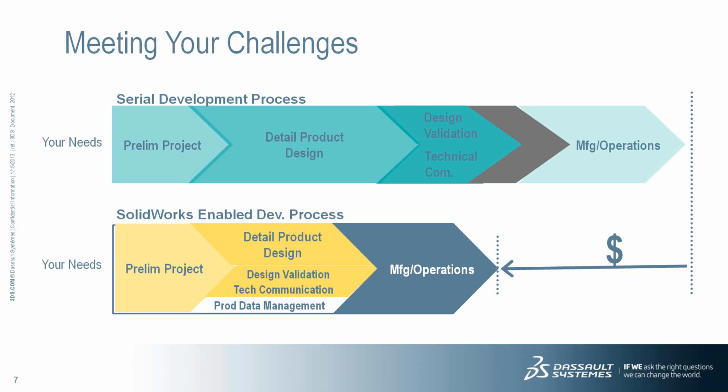So by doing that, by working simultaneously and concurrently, you can compress the development cycle, which not only saves time, which is a big thing you want to do, but it also saves money.